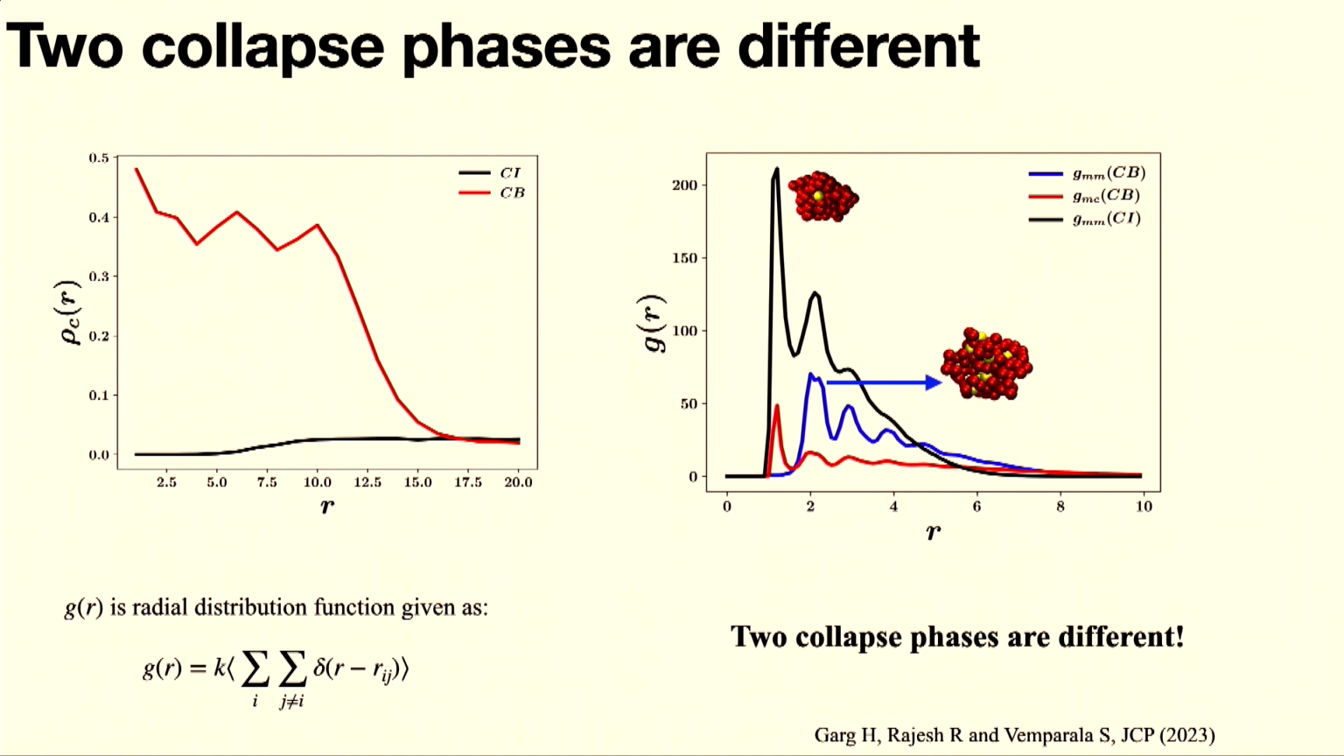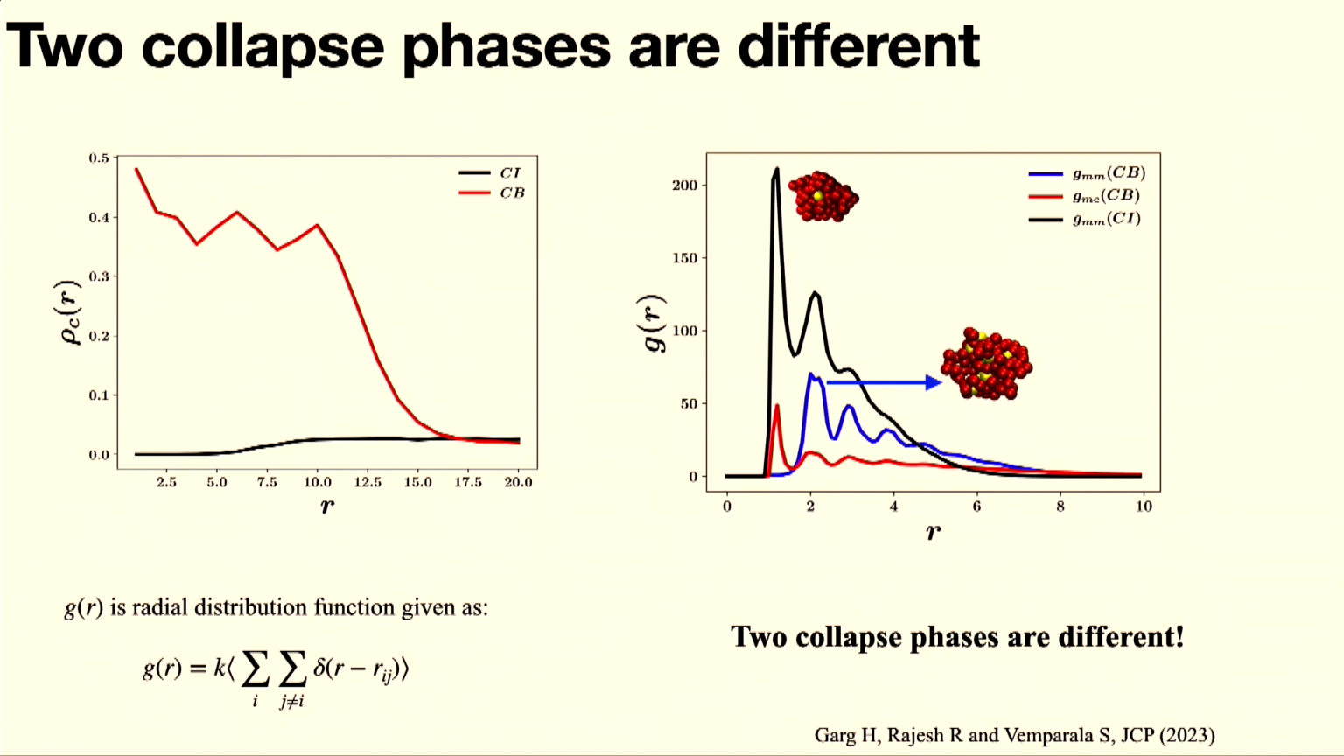We can see the black curve is showing 0 up to a certain distance, and then becomes equal to the bulk density, showing there is no Crowder inside the globule. Whereas in the CB phase, we can see quite a huge number of Crowders sitting inside the globule, right? The same can be interpreted from the g(r) plot.